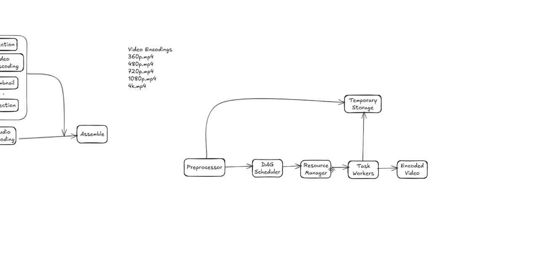A preprocessor builds a DAG for all work. A scheduler and resource manager orchestrate everything. Workers process tasks and write to temporary storage. Final assembly merges everything into streaming formats. This pipeline allows platforms like YouTube to handle millions of uploads per day at scale, with reliability and parallelism built into every stage.